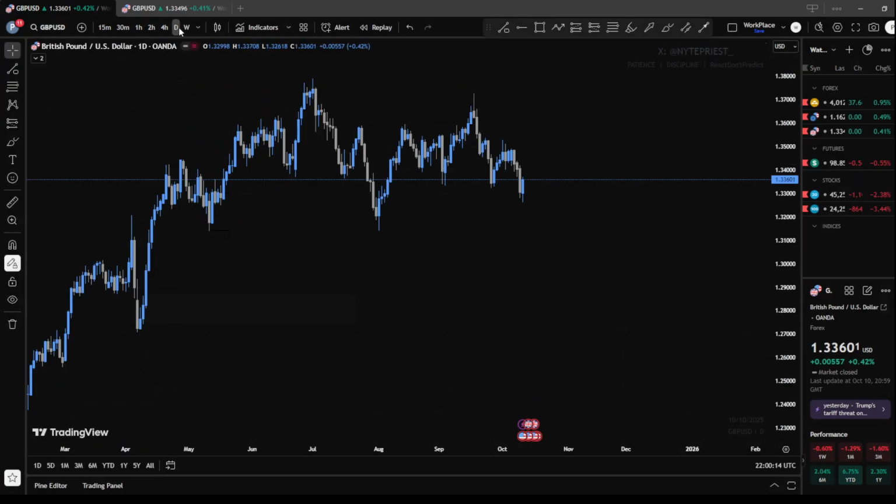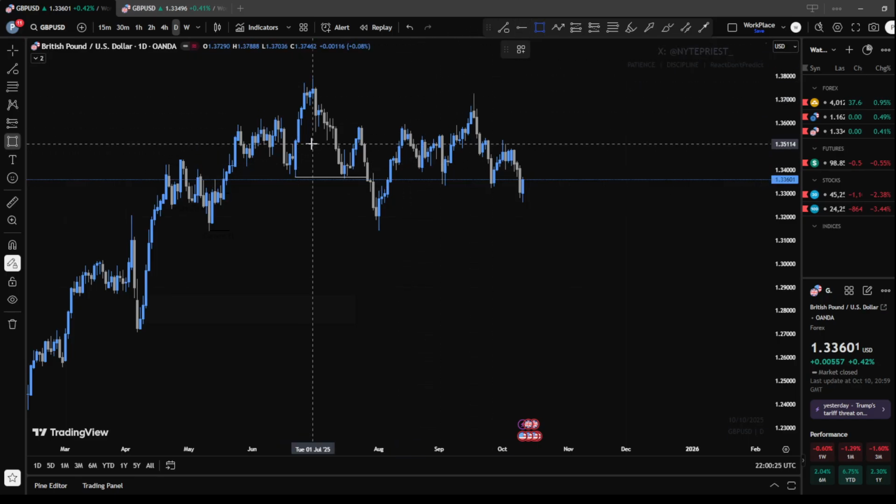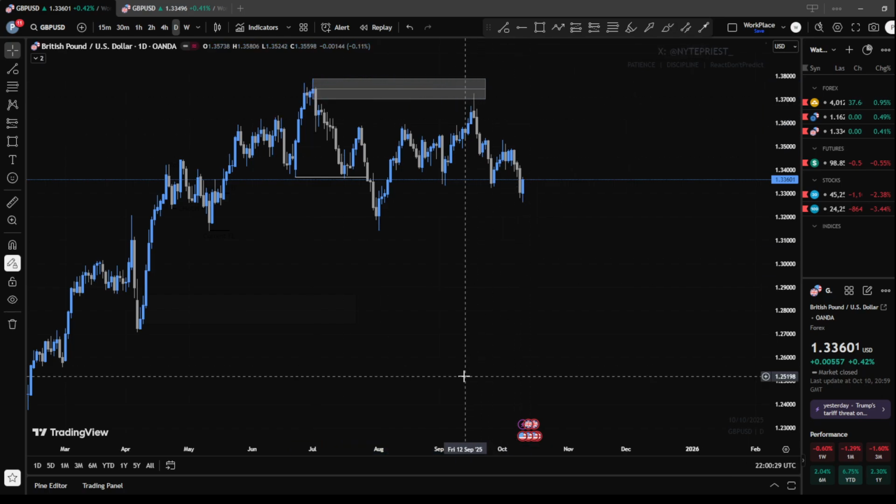So on GBPUSD on the daily time frame, we broke structure to the downside. So after breaking structure to the downside, you can see we mitigated this order block. So I took a trade on this one.